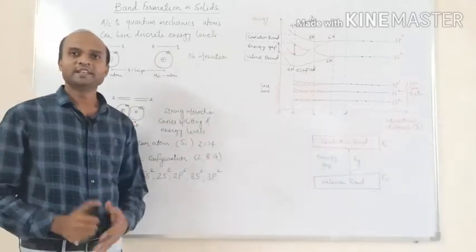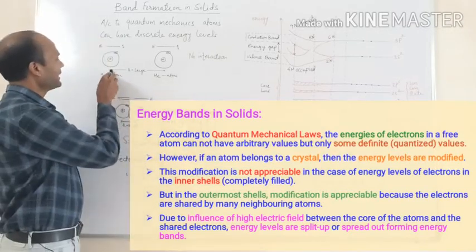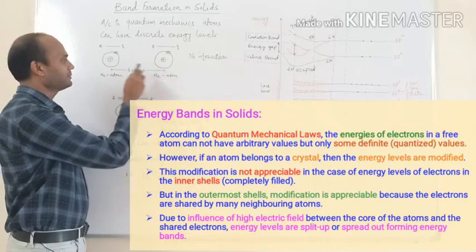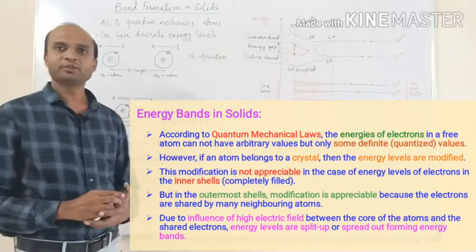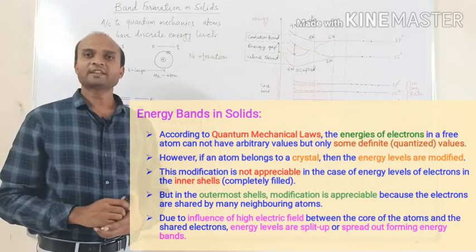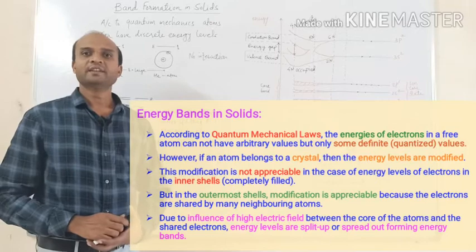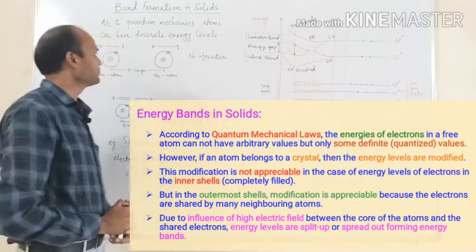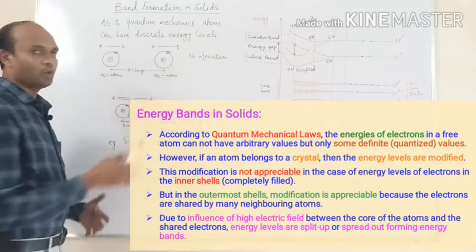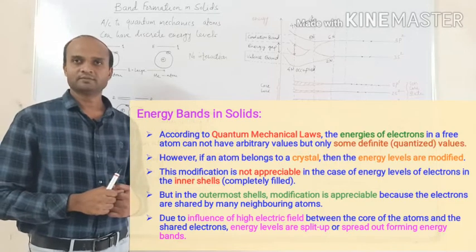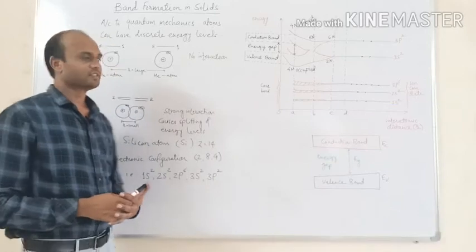Now, if these atoms are at a longer distance, here I have taken the distance between two atoms as small r, and if small r is large, the distance between two atoms is large, then the interaction between the two atoms will be very, very small. And as the interaction is very, very small, what will happen? There is no splitting of the energy level, no interaction, so no changes in energy levels.